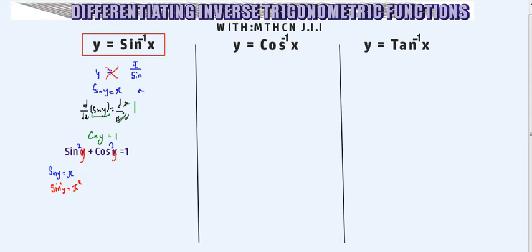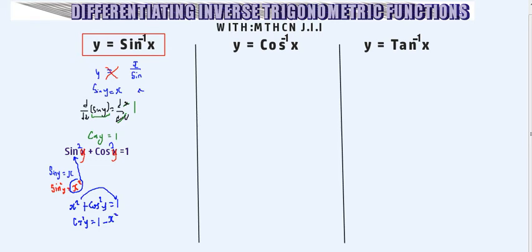So if it is so, that means we're going to replace this particular value for sine square, that is x squared, in this particular expression here, in the identity, so that we can see what we're going to get. So replacing it now, we're going to have x squared plus cos square y is equal to 1. So from here we take x squared to the other side, and cos square y is now equal to 1 minus x squared. All right.